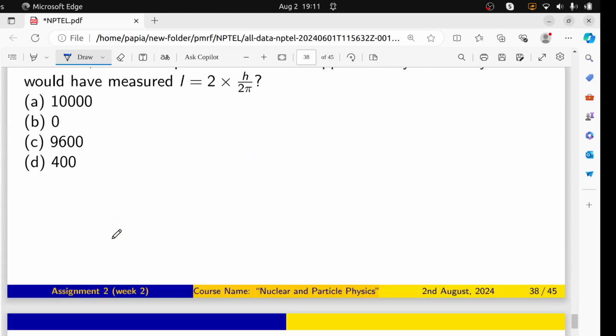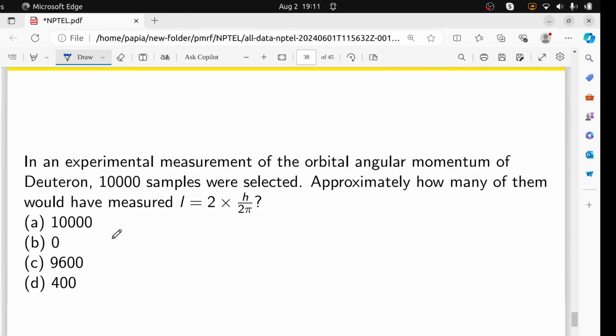Okay. So maybe we will go to the next question. In an experimental measurement of the orbital angular momentum of deuteron, 1000 samples were selected. Approximately how many of them would have measured L equals to 2? So exactly similar question, but the difference is they were asking about L equals to 0, how many of them will be? But right now they are asking about L equals to 2.